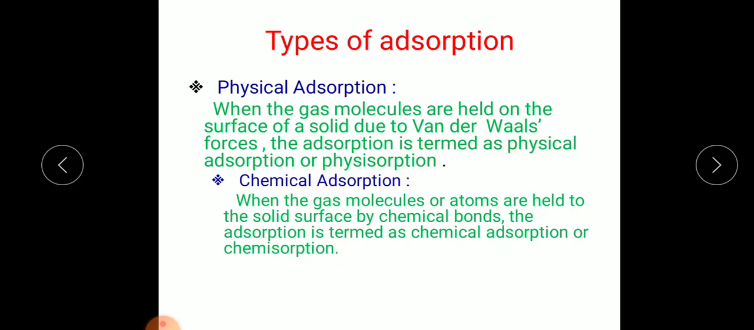And chemical adsorption means when the gas molecules or atoms are held to the solid surface by chemical bonds. By chemical bonds, the adsorption is termed chemical adsorption or chemisorption. So this is the difference between physical and chemical adsorption, as well as their definitions.